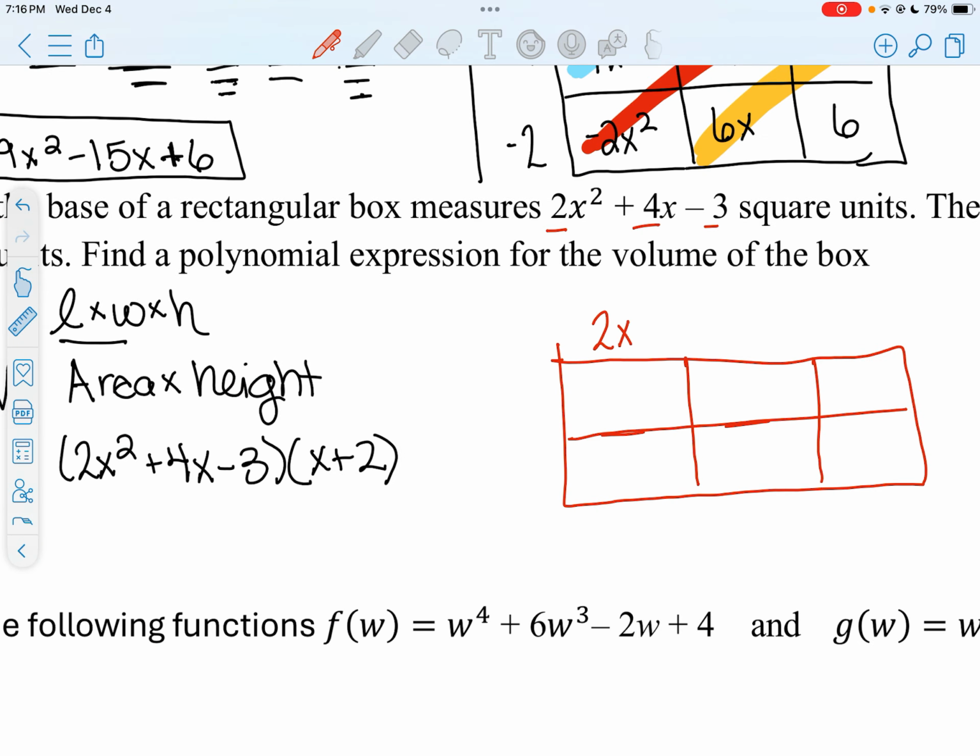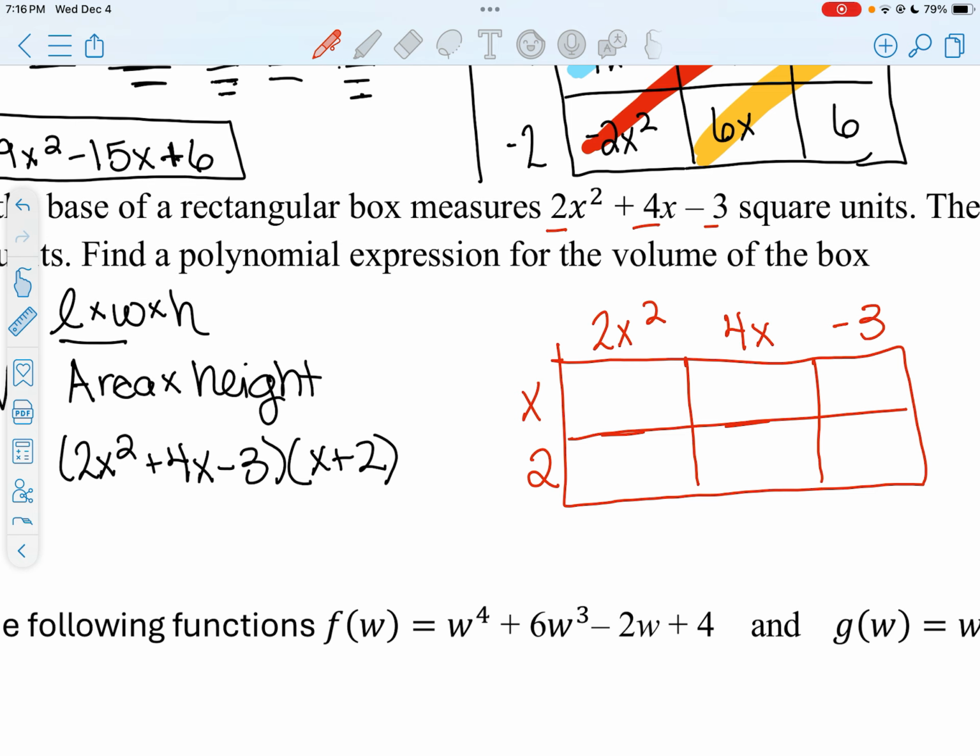Once again, what goes on the top is each term. So I have 2x squared plus 4x minus 3. If you know how to multiply, you don't have to use the box method, but I'm showing it once again for my friends who will probably need another method. Then my other expression is x plus 2. To find the area of a square or a rectangle, we do length times width.